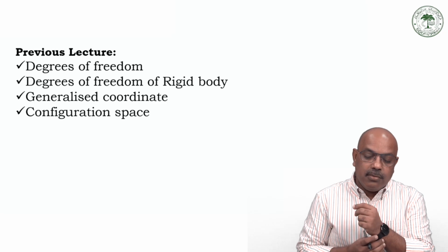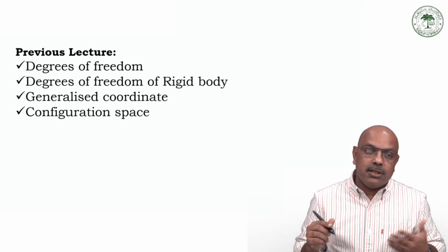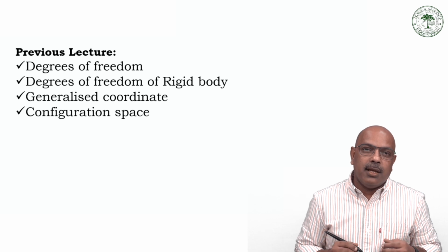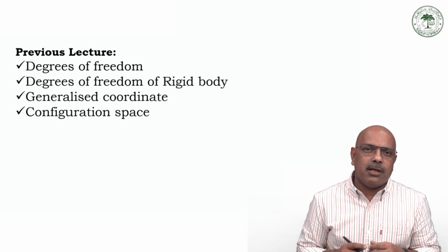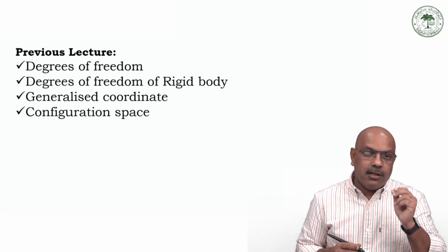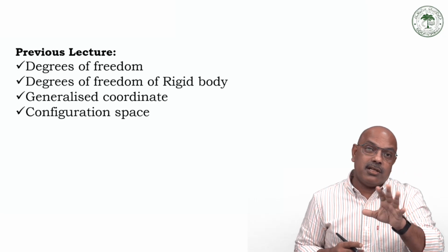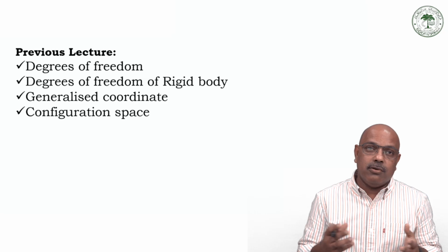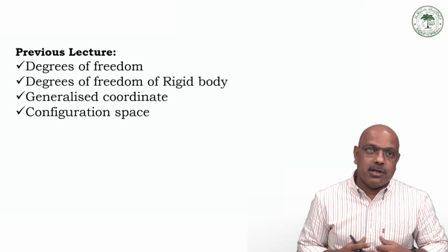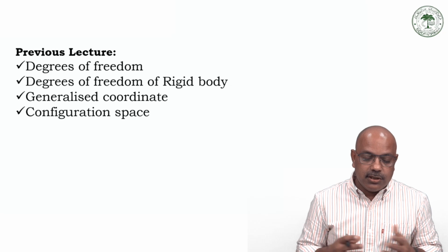Then the degree of freedom of a rigid body: we discussed that it is going to be 6 degrees of freedom, and whatever the number of constituent particles of the rigid body, it's always going to be 6 degrees of freedom. But if the rigid body is pivoted, then the 3 translational degrees are deleted from the 6, and you just have the 3 rotational motions of that rigid body. Then we discussed the generalized coordinate.